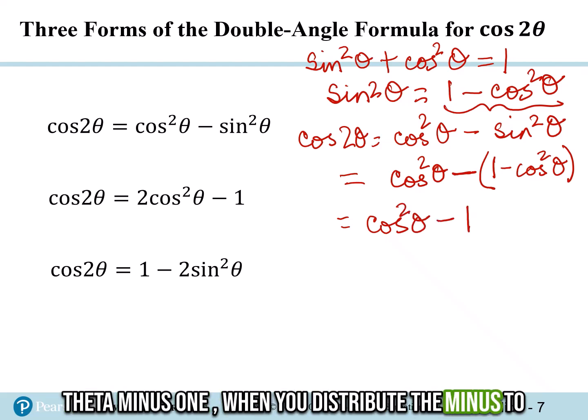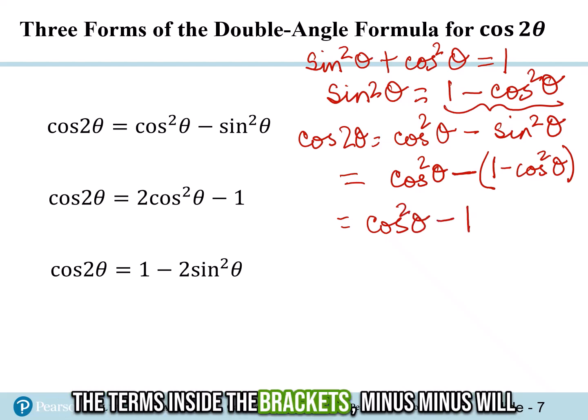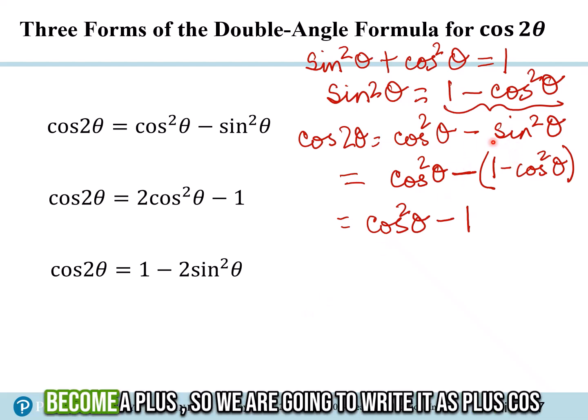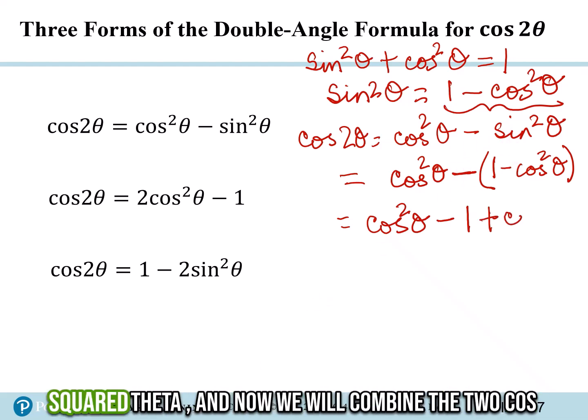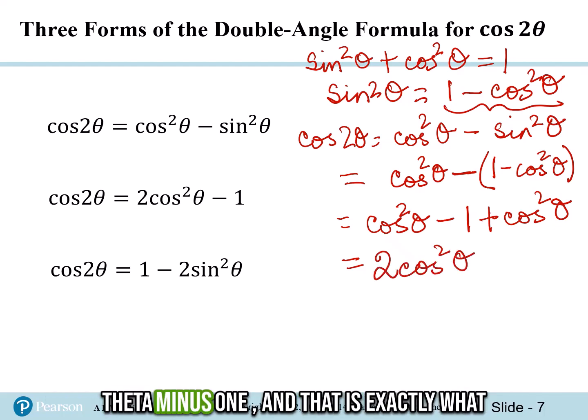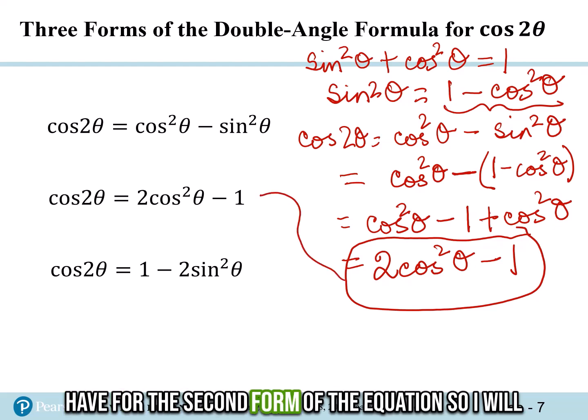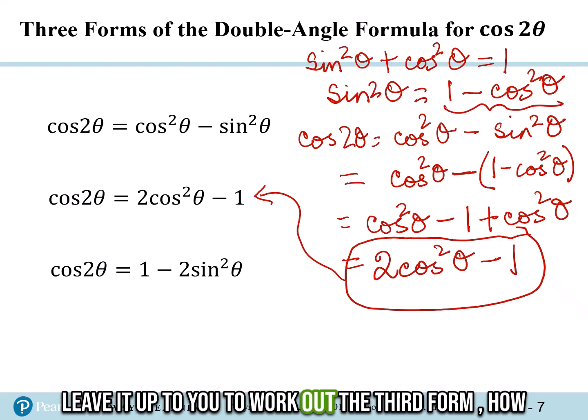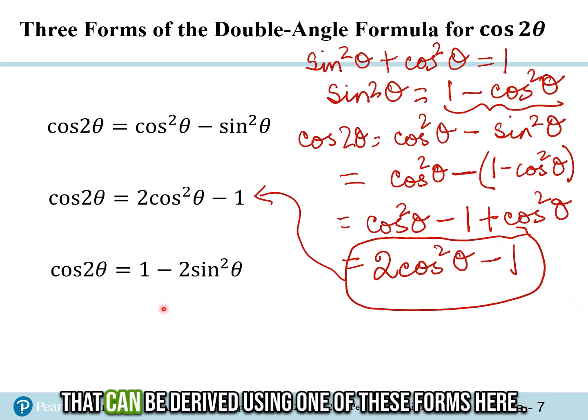When you distribute the minus to the terms inside the brackets, minus minus will become a plus. So we are going to write it as plus cos squared theta, and now we will combine the two cos squared thetas and write it as 2 times cos squared theta minus 1, and that is exactly what we have for the second form of the equation. So I will leave it up to you to work out the third form, how that can be derived using one of these forms here.